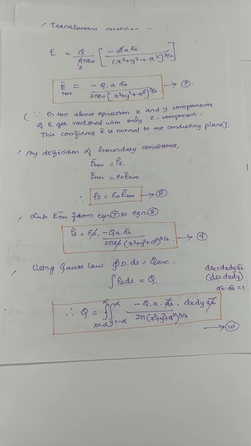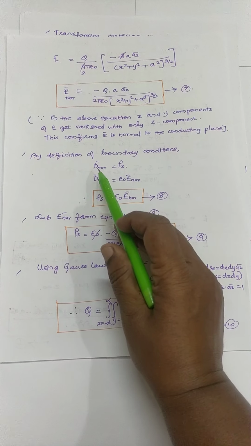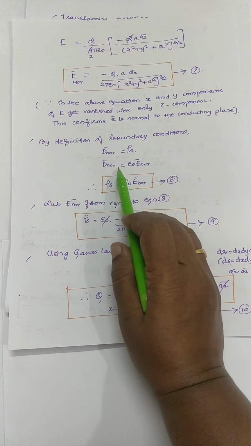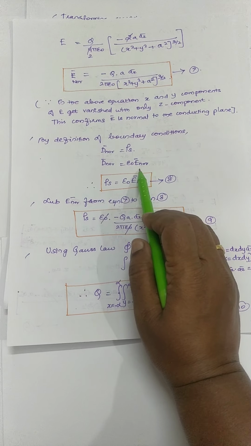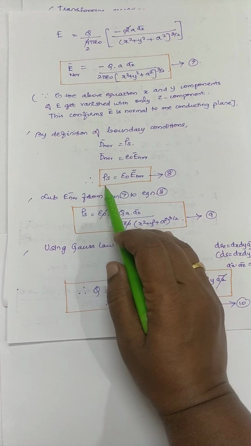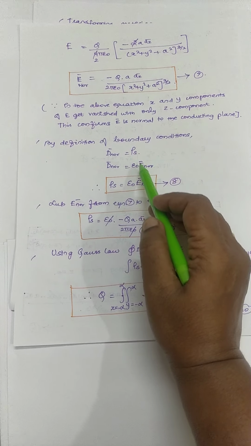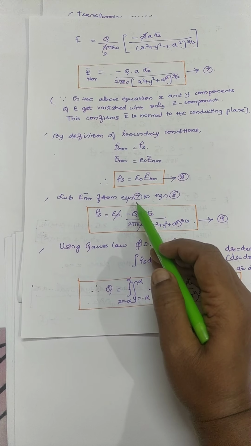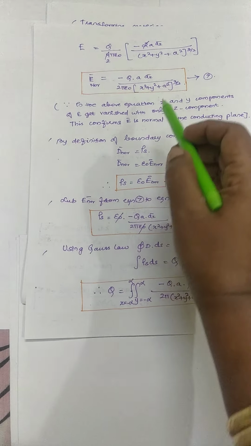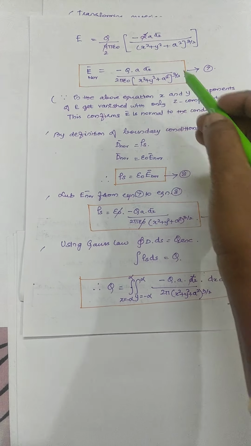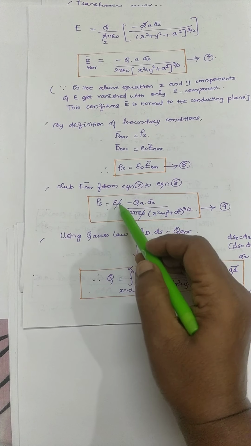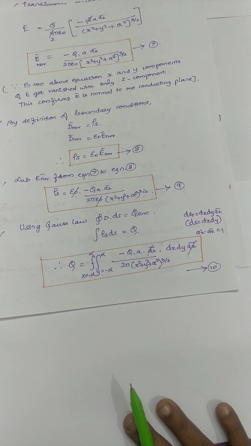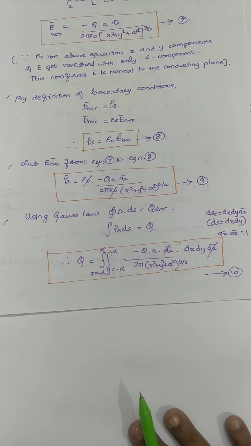By the boundary condition, in the previous derivation we have seen D normal is equal to rho s. By the constitutive relation, I can write D normal equal to epsilon into E normal vector. Comparing these two equations, rho s becomes equal to epsilon naught times E normal vector. Now substitute E normal vector from equation 7 into equation 8. Upon simplification, I get equation number 9.